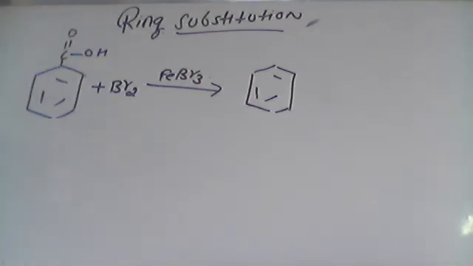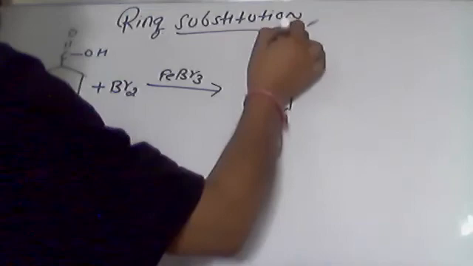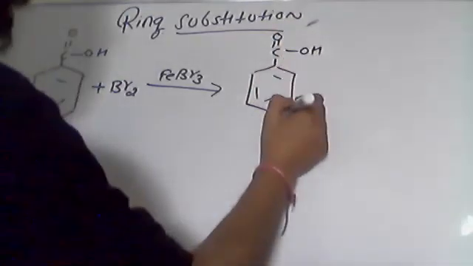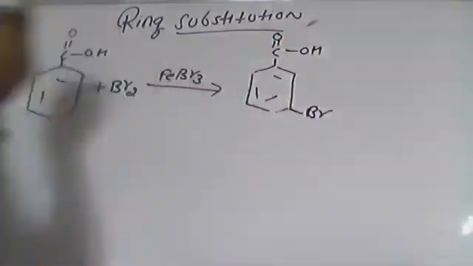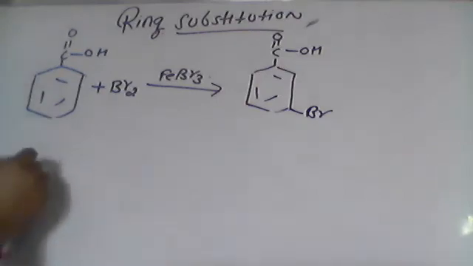He is absolutely right. Meta position. If we have an electron donating group, then it will go to the ortho and para position. Out of that, para will be the major product. So here I'm going to write C double bond O and OH, and here I'm going to place the ring substitution. It is para bromo benzoic acid.